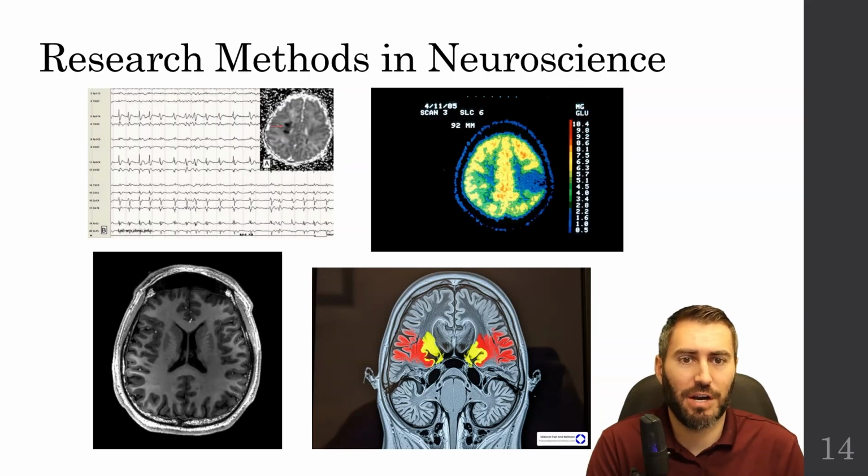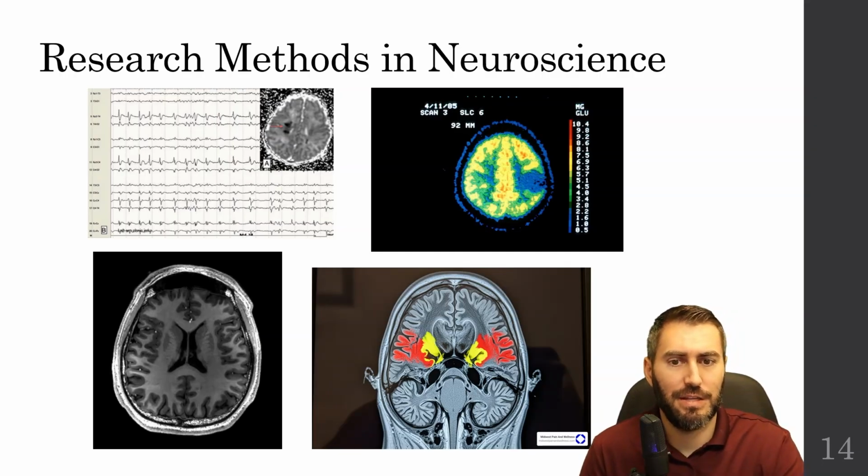All right, so the last section of this chapter I want to talk about is some different ways that we use technology and techniques to actually see and study the brain. And so we'll talk a little bit about things like research methods in neuroscience and how we actually use different tools to study the brain. So I'm going to show you a few of these here, and we'll talk about each of these.